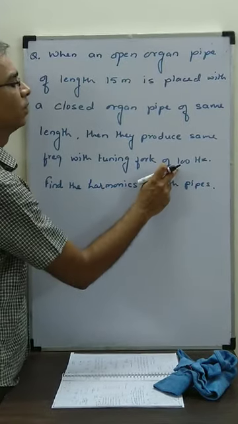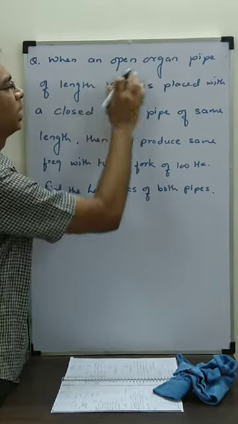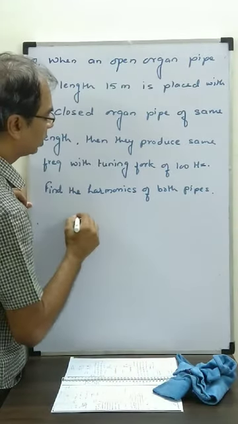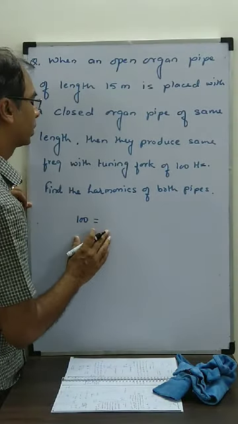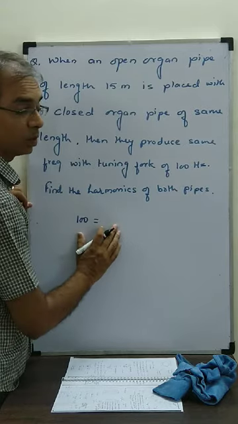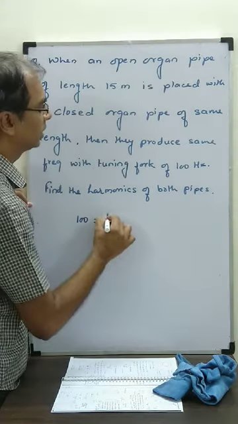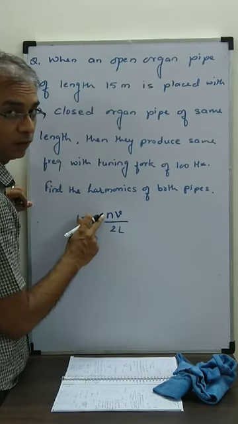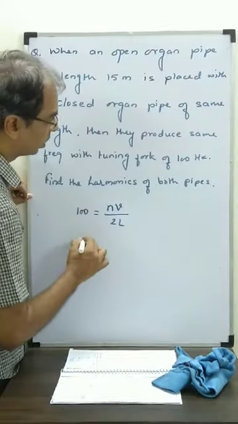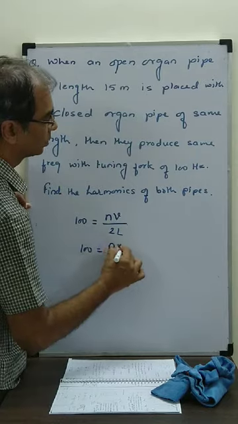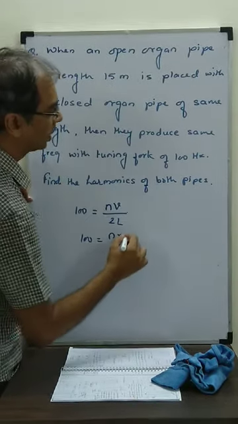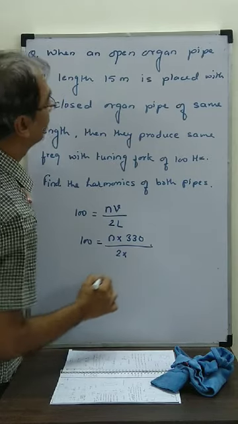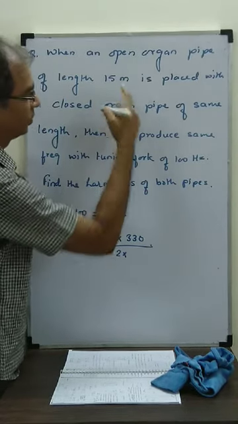So since the tuning fork is having 100 Hz, both these pipes also need to have same frequency, 100 Hz only. So if we talk about, let's say, open organ pipe, we know what are its normal harmonics. We can say that is nV by 2L, and this n represents number of harmonics in it. So 100 equal to n into V, so V we can take it as, let's say, 330 by 2, and length is given 15 meter.